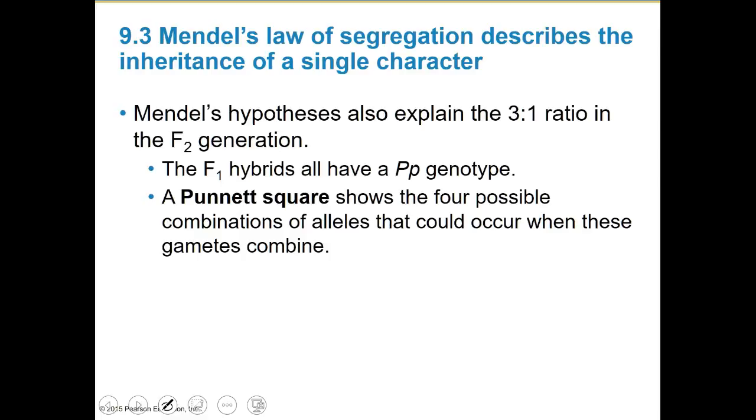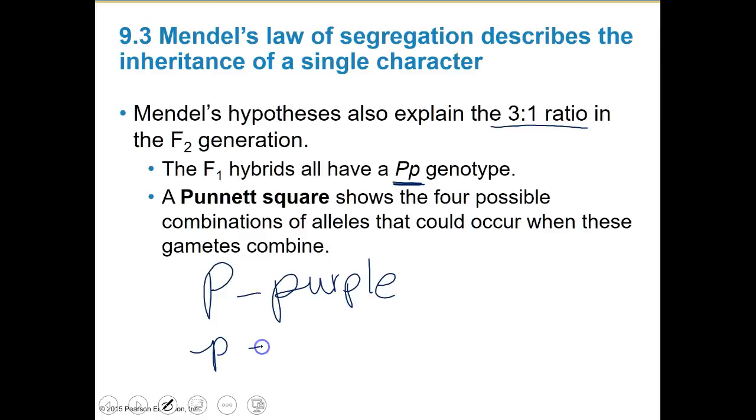So Mendel's hypothesis also explains our 3-to-1 ratio in that F2 generation. All the hybrids have what's known as a big P, little p genotype. The big P would represent the purple color, and a little p would represent white. So notice the parent.